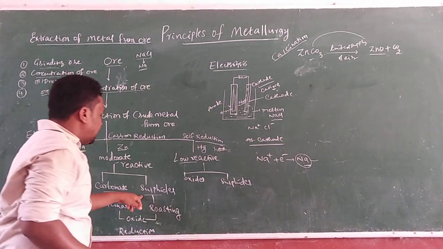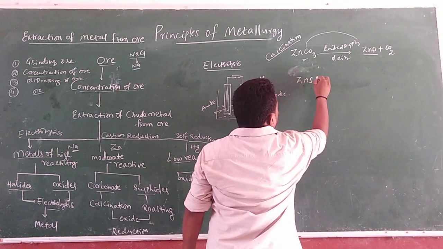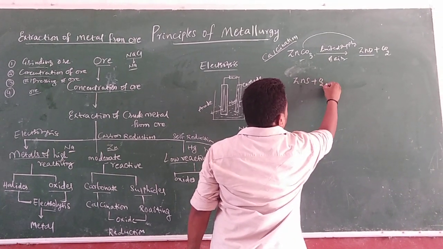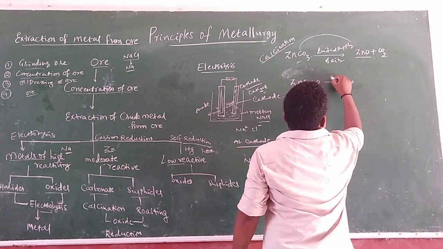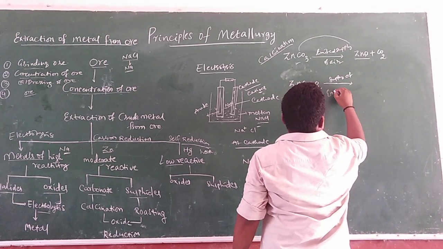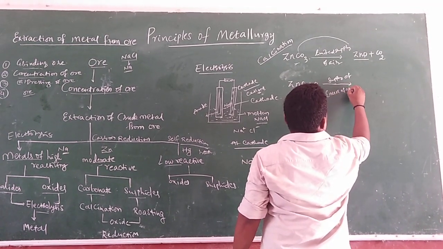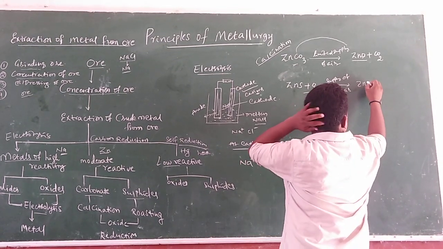Next, come to the sulfides. Zinc sulfide. Zinc sulfide is combined with oxygen gas. Here, a supply of excess air. This can be converted into zinc oxide.